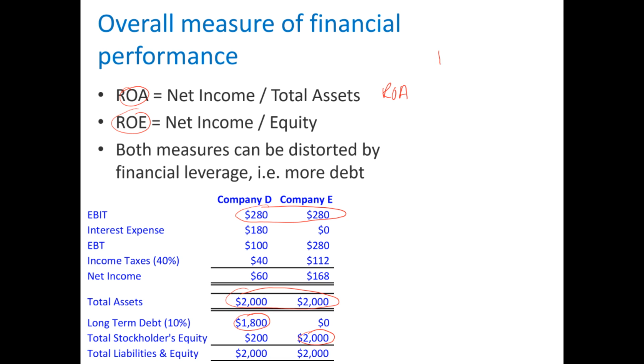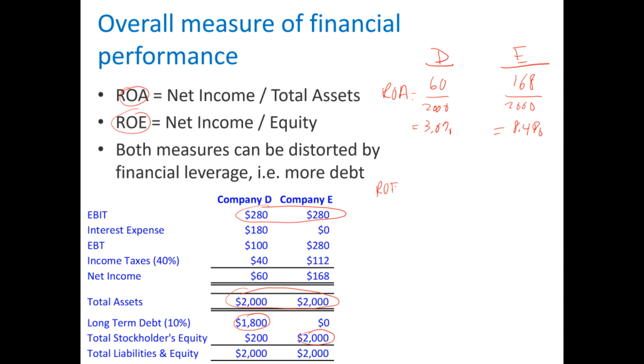So looking at ROA, we have company D, we have company E. So the ROA for company D is the net income of 60 over the total assets, which is 2,000, which is equal to 3.0%. The return on assets for company E, their net income is 168 divided by the same assets, 2,000, and that's going to be equal to 8.4%. So better return on assets for company E because they have more net income.